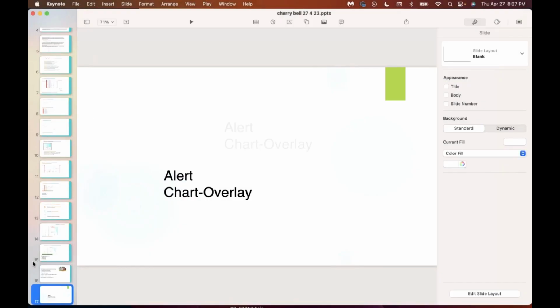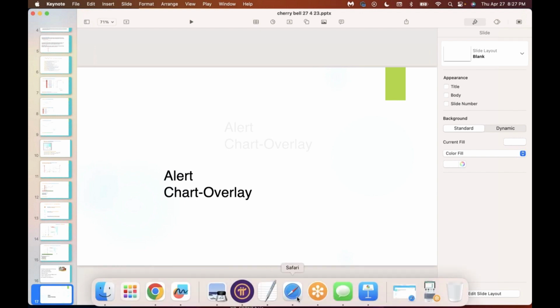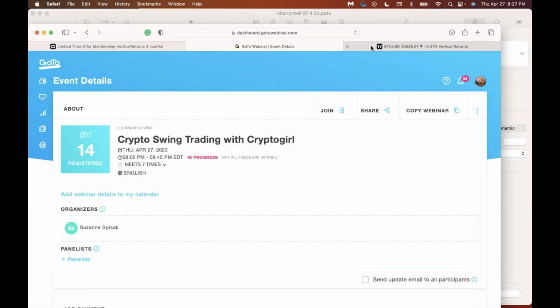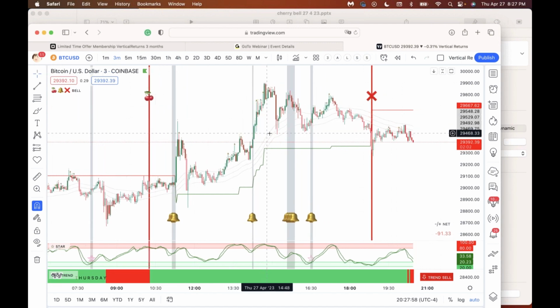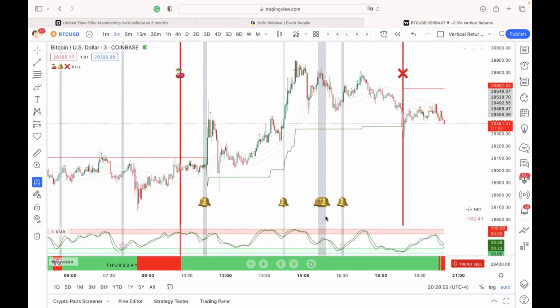All right, so what we're going to do is go into a chart and let's look at it. So this is the Cherry Bell strategy.